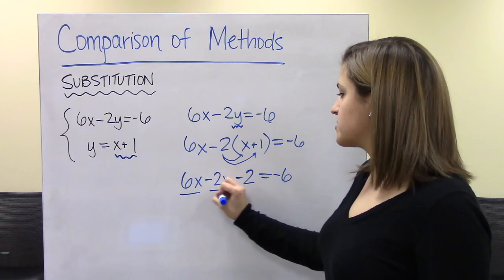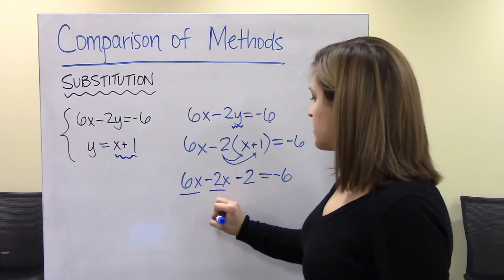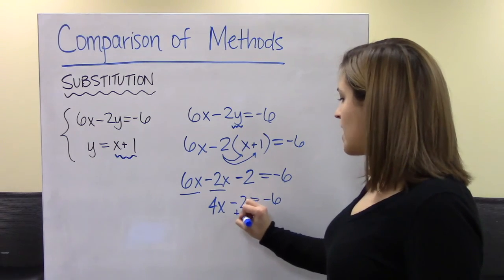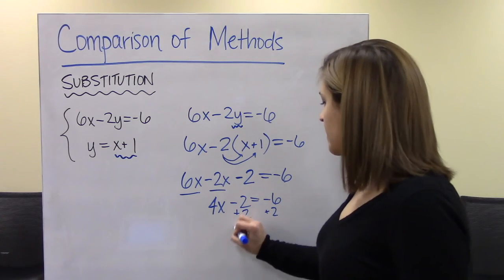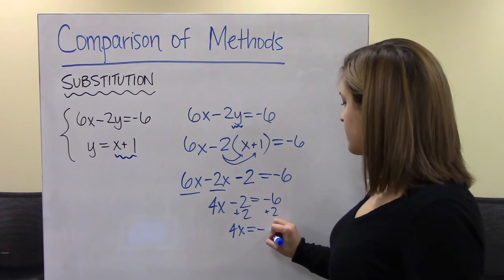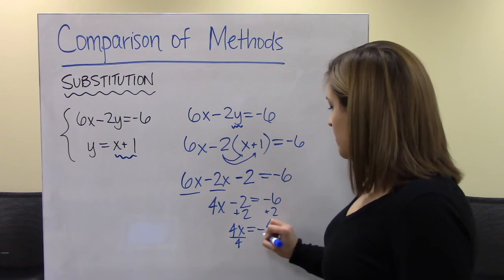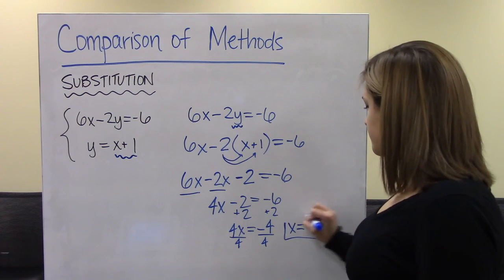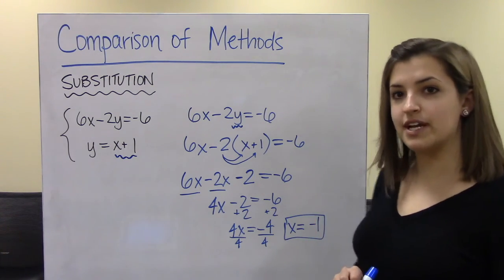I can combine like terms over here, and I'll get 4x minus 2 equals negative 6. Add 2 to both sides, and I get 4x equals negative 4. Divide by 4, and I see that x equals negative 1. All right, so I get that x equals negative 1.